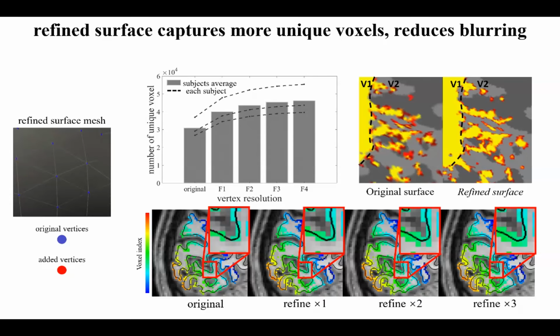Also, if we refine the surfaces, we can see that not only do we retain more voxels, but we see less blurring. In these columnar maps, you can see that the maps are much more distinct if we project the fMRI data onto the refined surfaces. Again, this is super simple. What's the downside? More vertices, bigger files, slower processing, but it's a really simple approach to increase the resolution or accuracy of your maps.